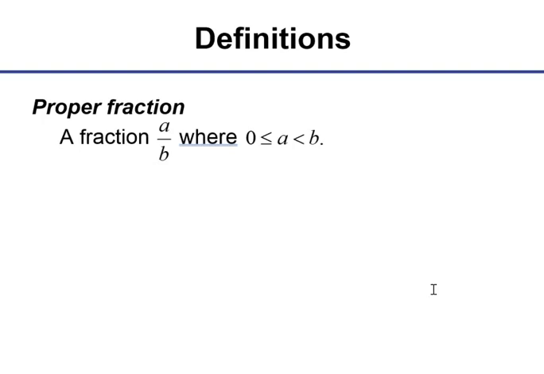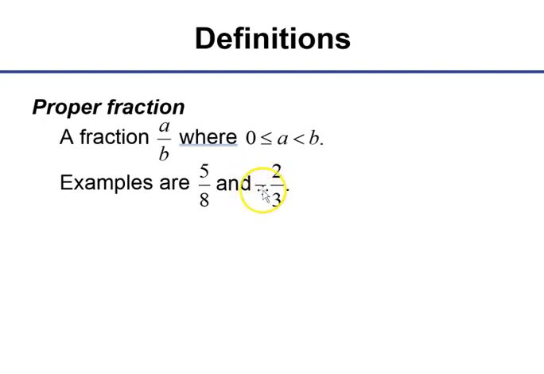Now, a proper fraction in terms of A over B is where A is less than B. So the numerator is smaller than the denominator. An example of that would be 5/8 and -2/3. We can throw the negative in front of the entire rational number. That's perfectly okay, but notice A and B are whole numbers, so they're going to be positive, and you're just saying that the whole fraction is a negative value. But notice with both of these, the numerator is smaller than the denominator, therefore these are proper fractions.